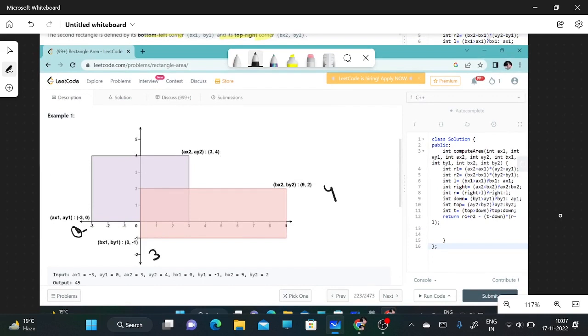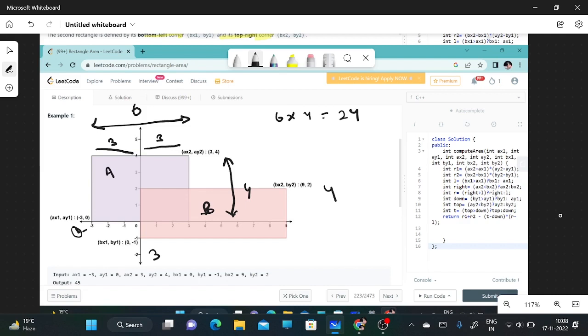Now the length of this rectangle is A, this one is B. The length A is 3, right? And this is also 3, so total 6. The length is 6 and this one is 4, right? So the area of the first rectangle is 6 into 4, 24.